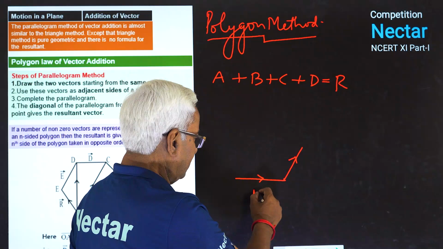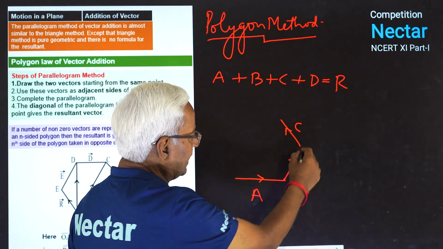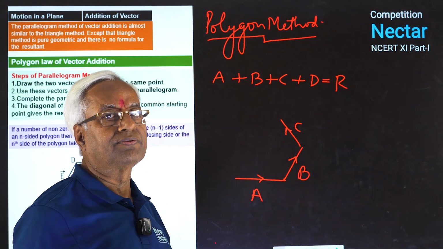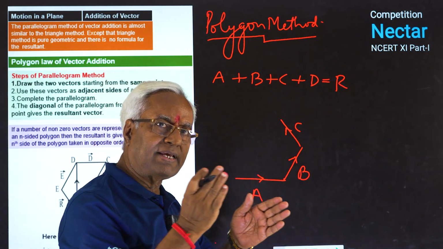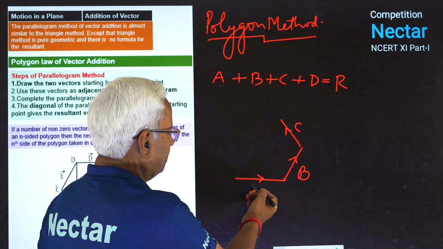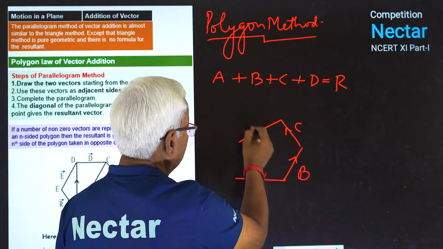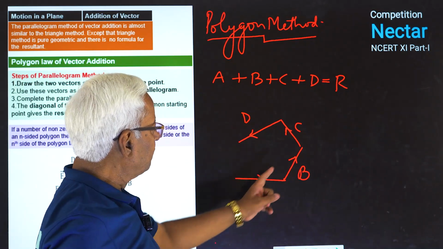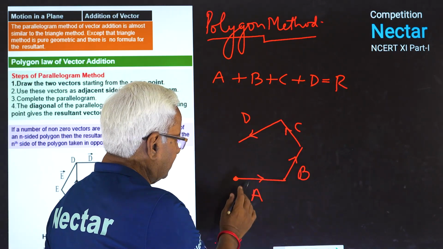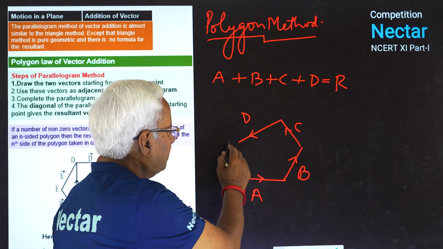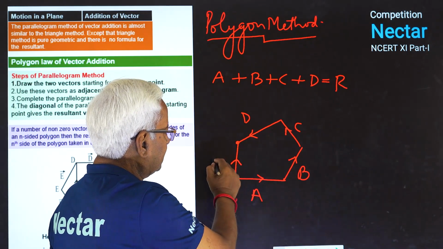So this is A, B, suppose C was this way. Here you will be drawing all the vectors as they are, meaning you are not going to change the direction. You will simply put the vectors as they are. So I am putting A, B, C, and suppose this was vector D. These are the four vectors that you have to add. What remains is the initial point of the first vector and the final point of the last vector. This is the resultant.